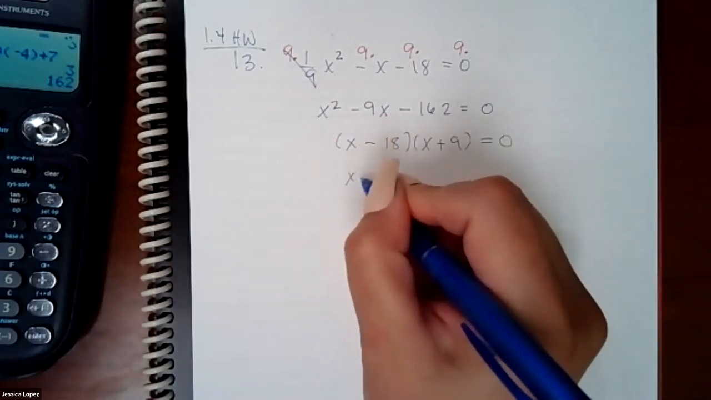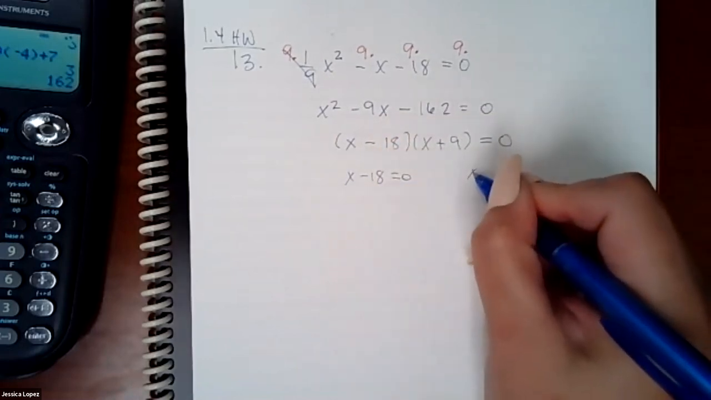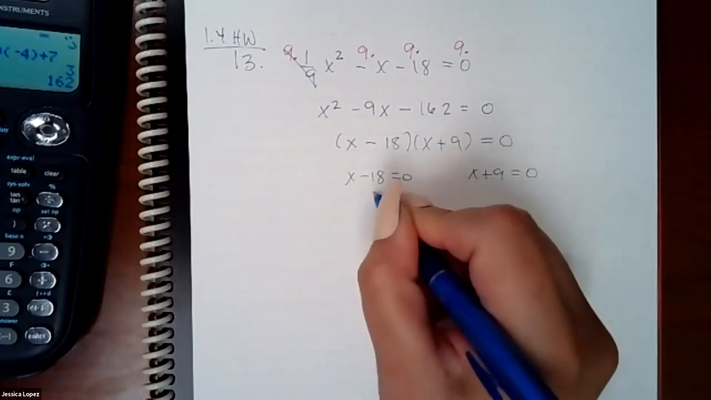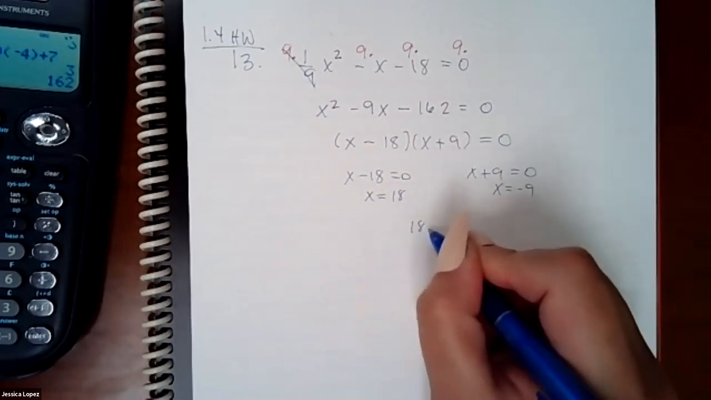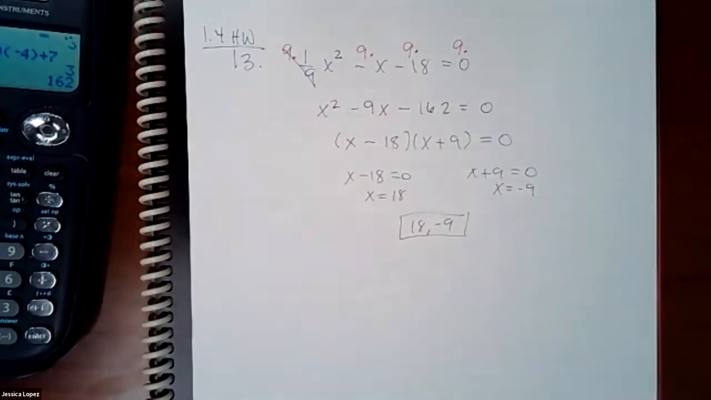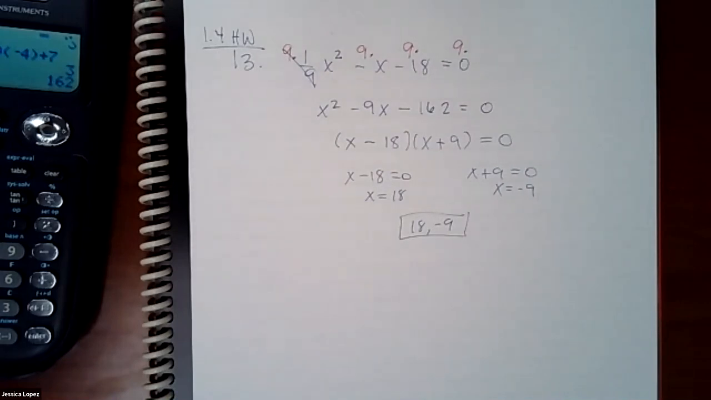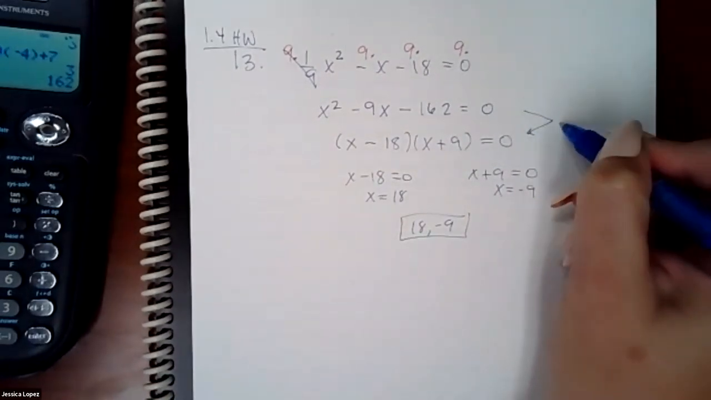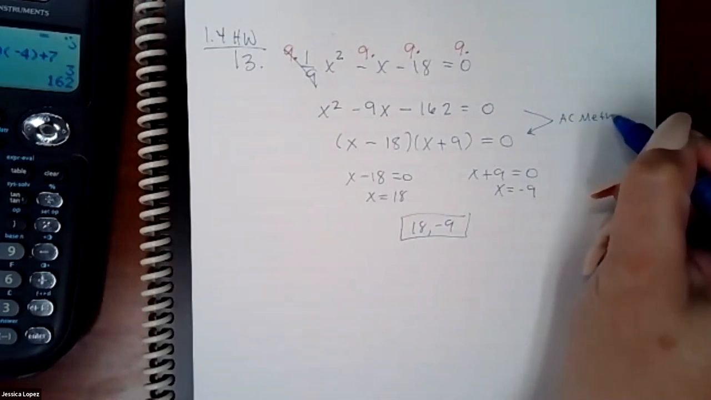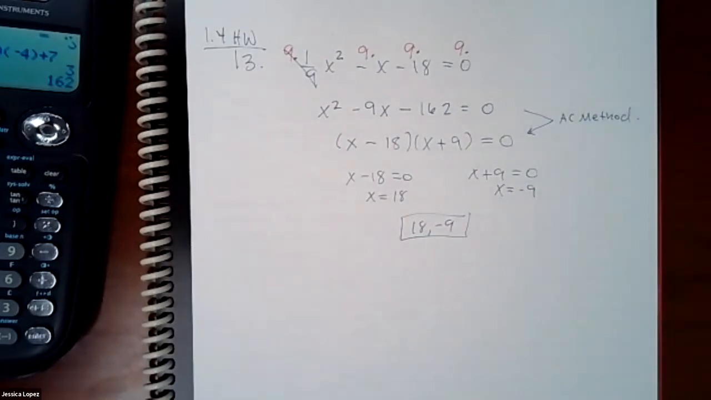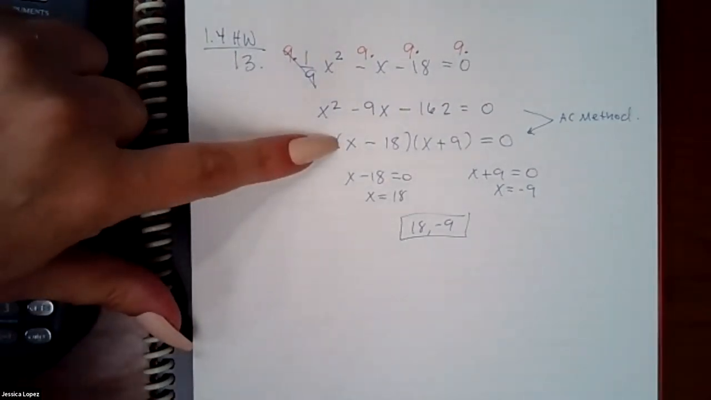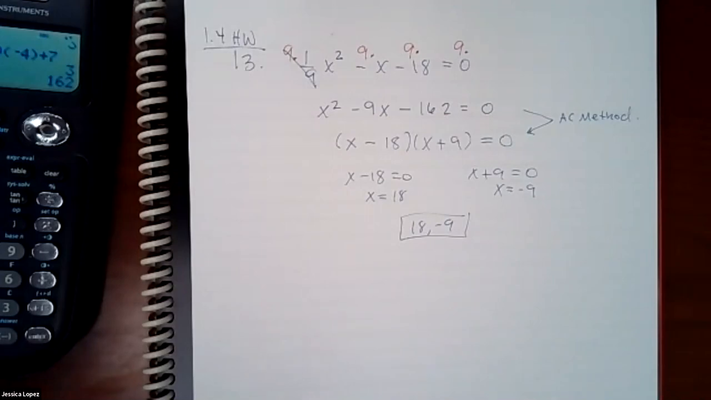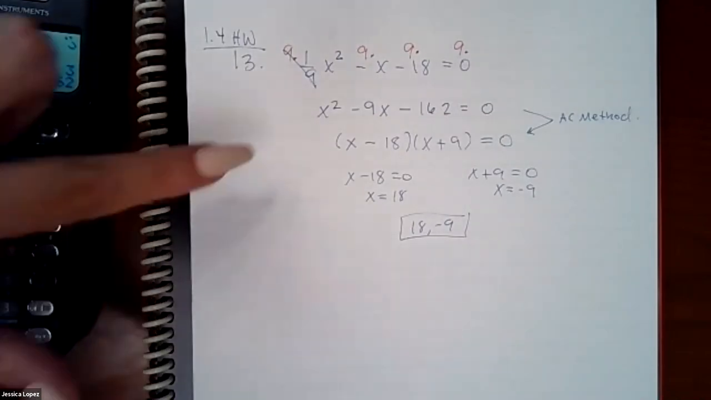And then you set this factor equal to 0. And then you set this factor equal to 0. And you solve this one. And you solve this one. And then those are your two answers. Okay, so like I said, I went through that really, really fast because I didn't show all of the AC method part, okay? But from here to here, you probably want to be doing the AC method if you're not a pro at factoring. If you are a pro at factoring, then you can just write down the factors and keep going, okay? So this is what I mean by the flow.